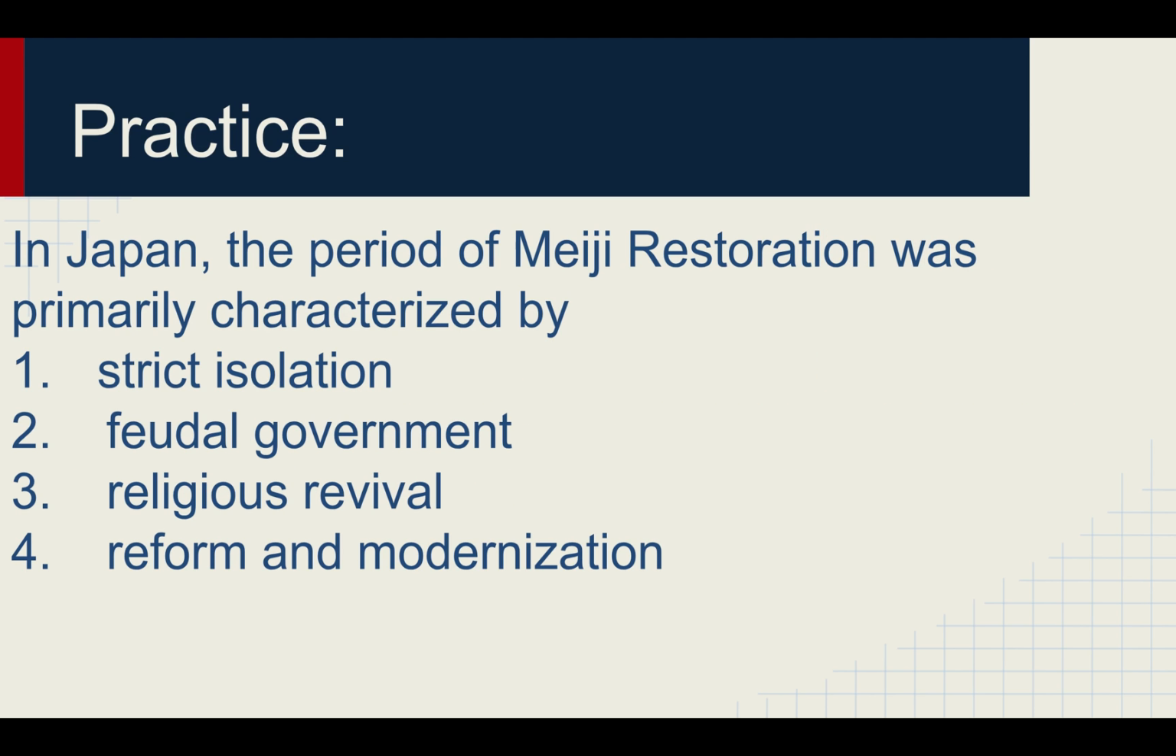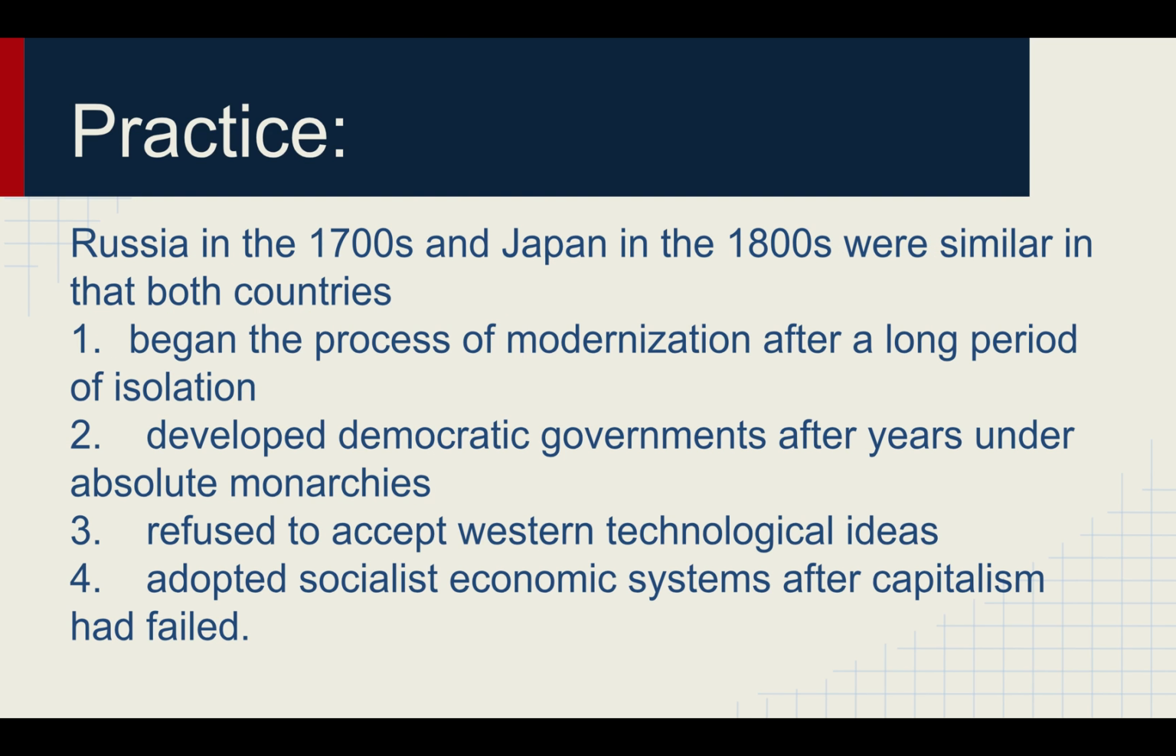In Japan, the period of Meiji Restoration was primarily characterized by strict isolation, feudal government, religious revival, or reform and modernization. Modern Meiji, M and M, modern Meiji. Russia in the 1700s and Japan in the 1800s were similar in that both countries began the process of modernization after a long period of isolation, developed democratic governments after years under absolute monarchies, refused to accept Western technological ideas, or adopted socialist economic systems after capitalism had failed. The answer, of course, is modernization. Whenever you're looking at Japan, 1800s, Meiji, modern.